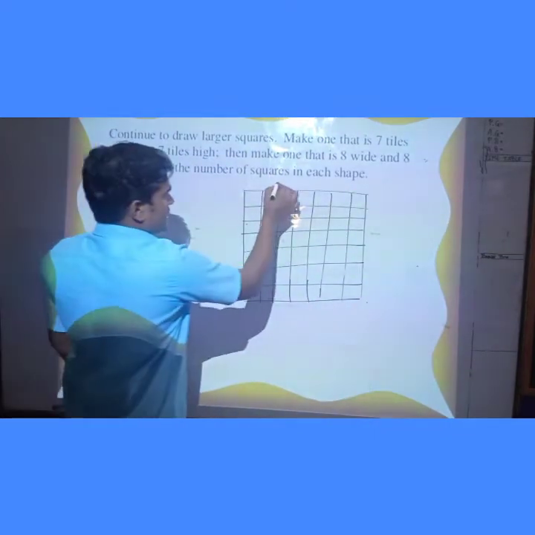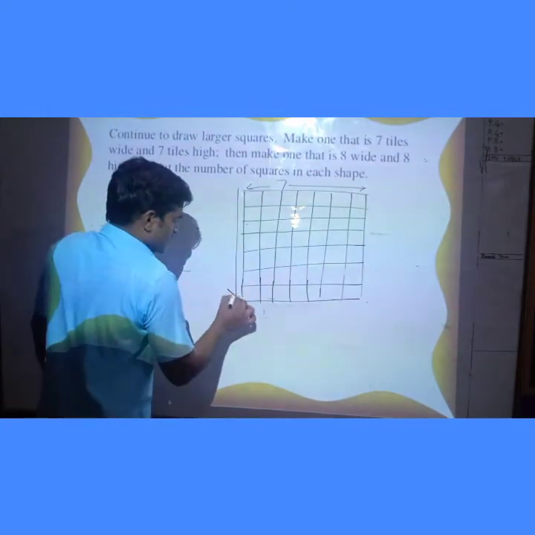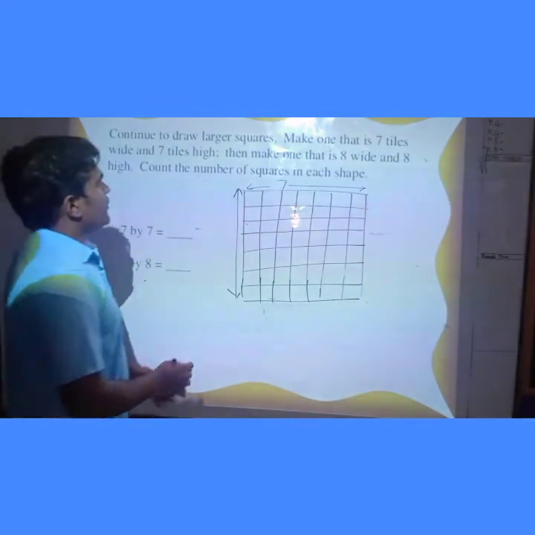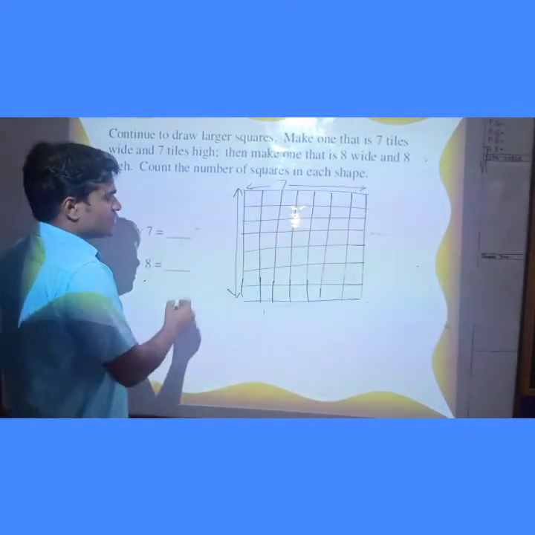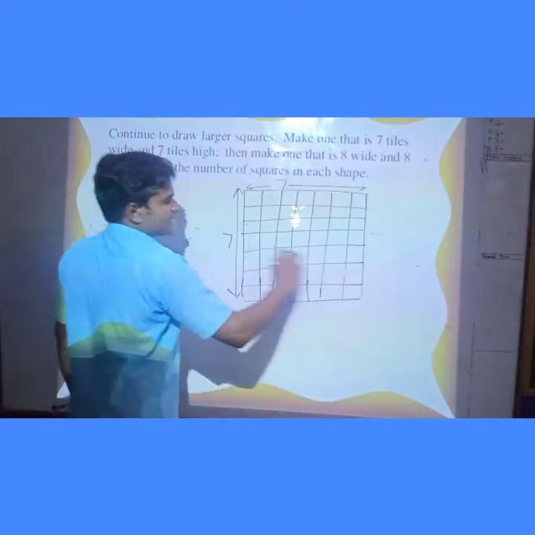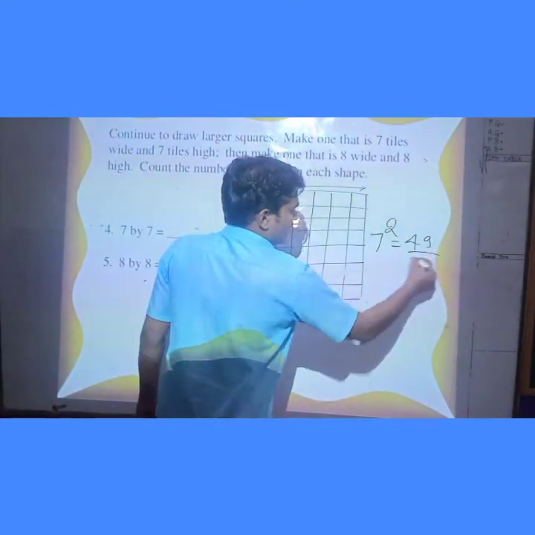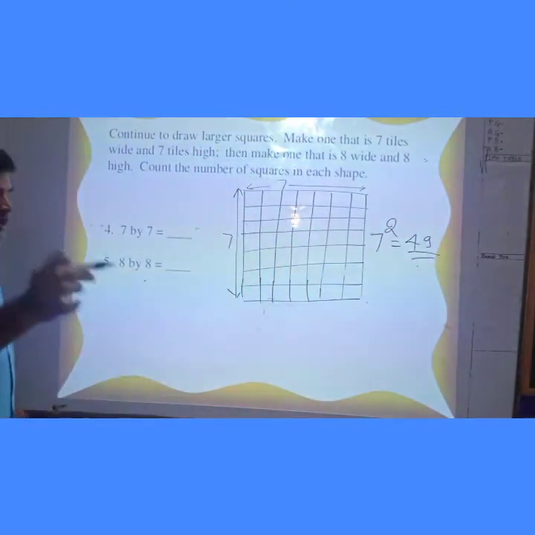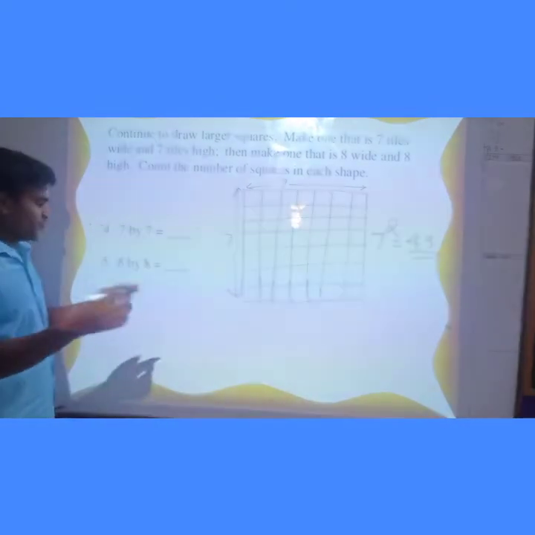So if this side is 7 and this side is also 7, how will you count the total number of small square tiles? 7 multiplied by 7, the square of 7, is 49. Like that, students, you have to draw an 8 by 8 square. I hope you can write it.